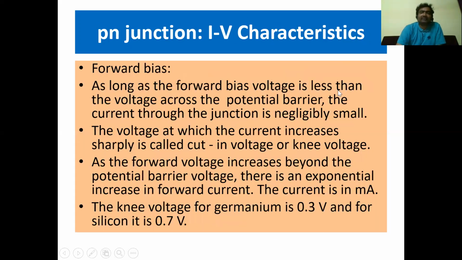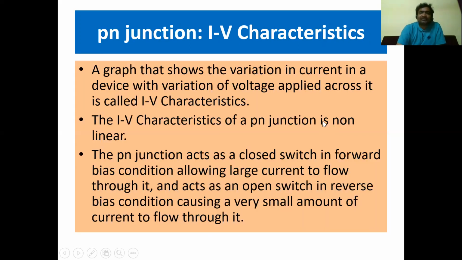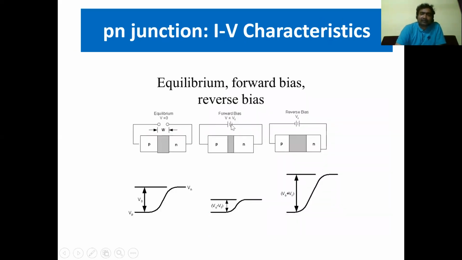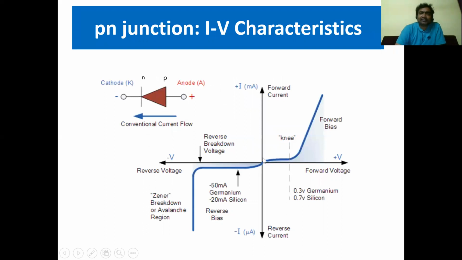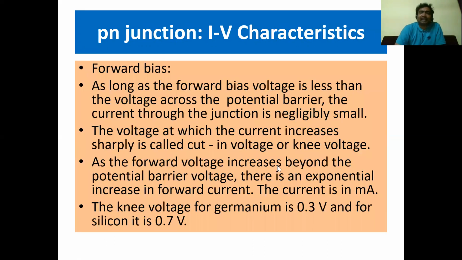Now let me explain very clearly. As long as the forward bias voltage is less than the voltage across the potential barrier, the current through the junction is negligibly small. Which means that if the applied forward voltage is less than this contact potential, the current flowing is very small, negligibly small. As the forward voltage increases beyond the potential barrier voltage, there is an exponential increase in forward current. The current is in milliamperes.